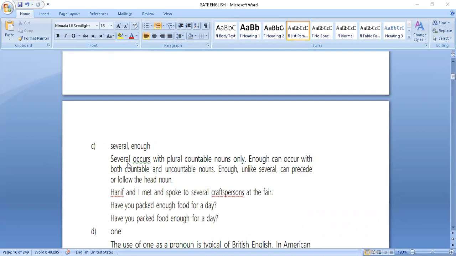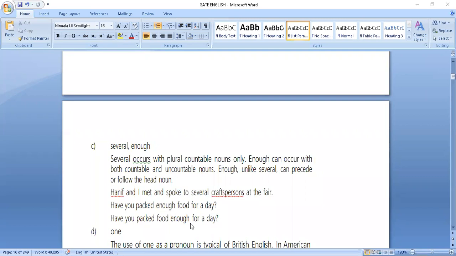Several and enough. Several occurs with plural countable nouns only. Enough can occur with both countable and uncountable nouns. Enough, like several, can precede or follow the head noun. Hanif and I met and spoke to several craftspersons at the fair. Have you packed enough food for a day? Have you packed food enough for a day?